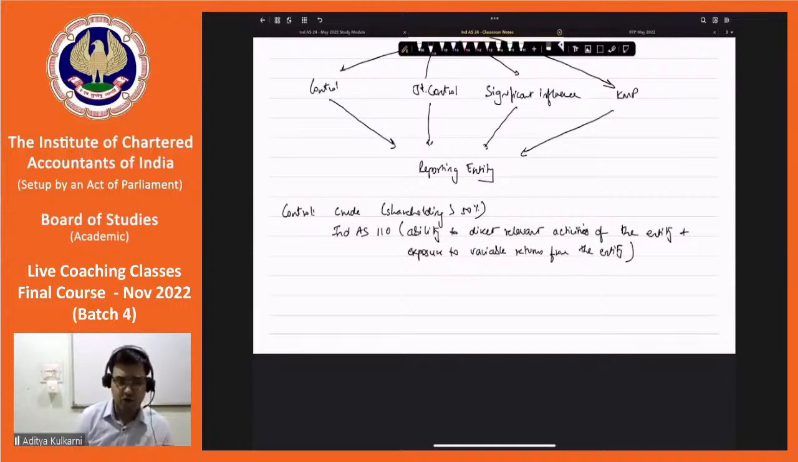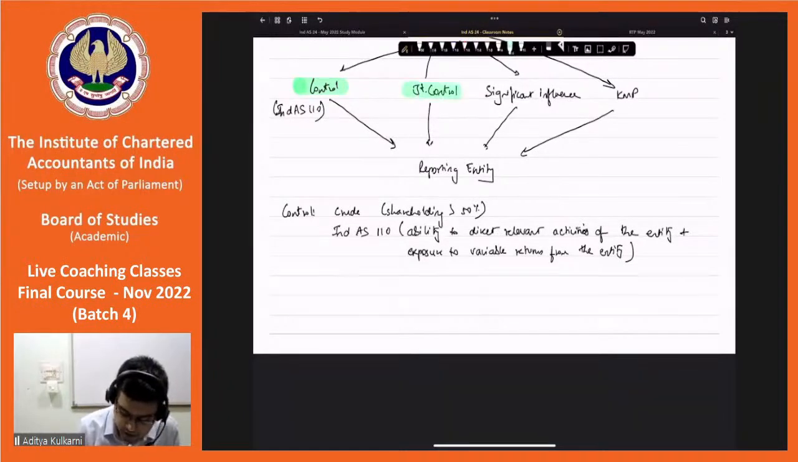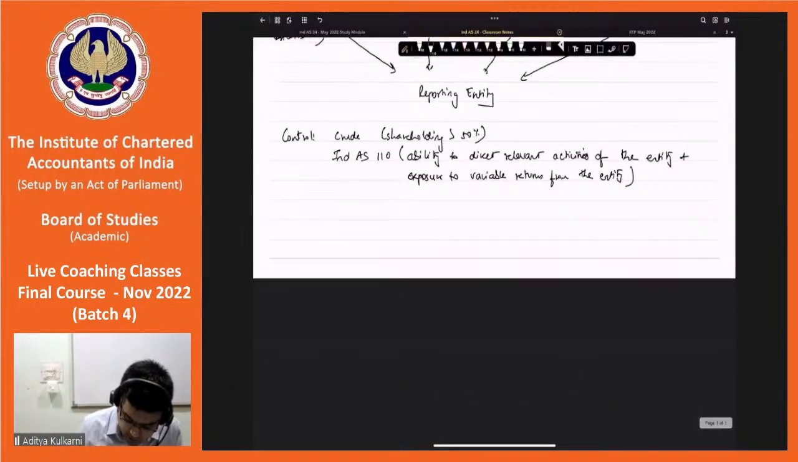Okay, so therefore, control is not just meaning shareholding being greater than 50%. What is important is it should have the ability to direct the relevant activities of the entity. So that is the first point. So when I talk about control, it means control that is enshrined in Ind AS 110. Okay, the control that is written there, that is the exact definition that applies here. So it could have control, or it could have joint control.